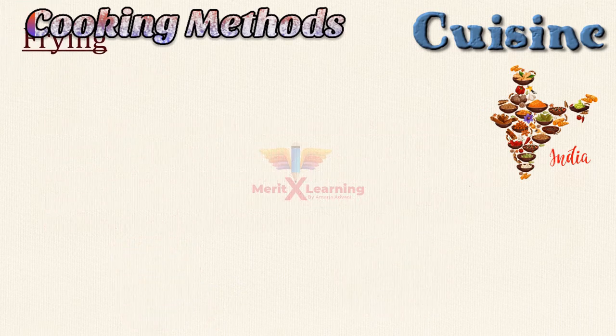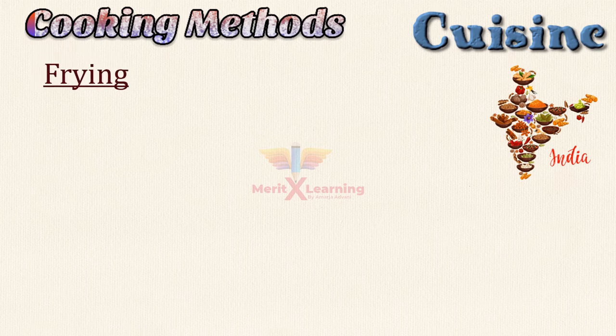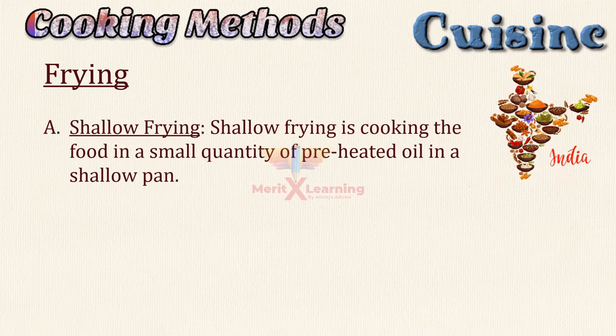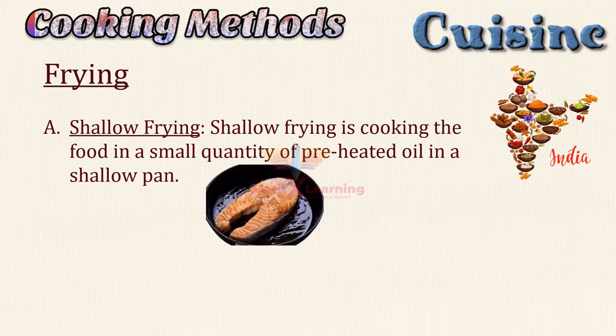The next cooking method is frying. Frying means talna, to fry. There are two types of frying. The first one is shallow frying. Shallow frying is cooking the food in a small quantity of preheated oil in a shallow pan. Whenever we make any tikkis or cutlets or fish, we do shallow frying. We just put a small quantity of oil in a shallow pan and shallow fry the food dish.